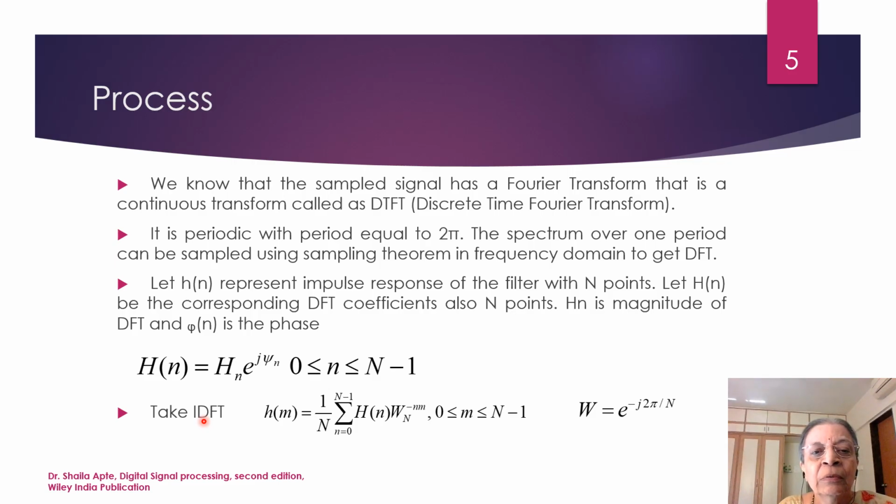Now what we do? We take IDFT. So these are the DFT coefficients. Now we take IDFT. So we get h(m), the inverse DFT, as 1 upon N summation n varying from 0 to N minus 1 H of n W_N raised to nm. Now this is as per the IDFT formula, where W is e raised to minus j2 pi by capital N, and this H of n is the corresponding DFT coefficients.